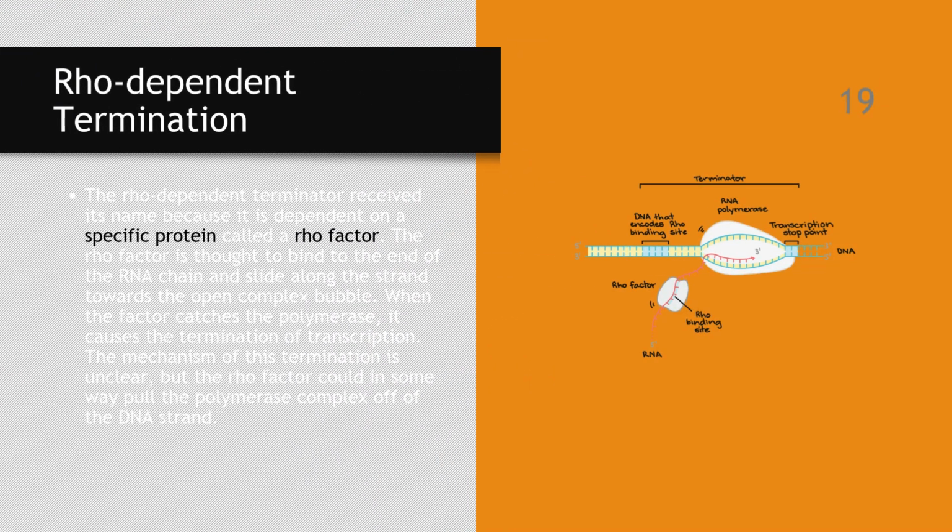For Rho-dependent termination, the Rho protein is the key. It binds to a specific site on the newly made RNA transcript and uses energy from ATP to move along the RNA towards the polymerase. When it catches up, it unwinds the RNA-DNA hybrid within the polymerase, forcing it to stop and release both the RNA and the DNA template.